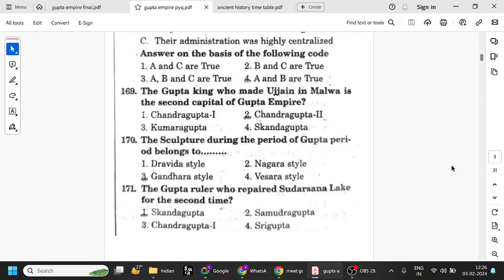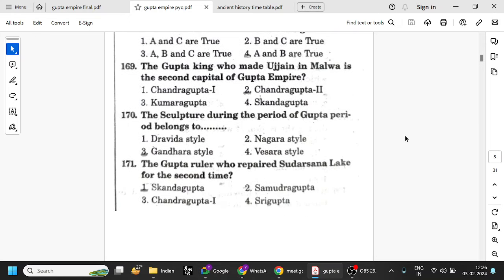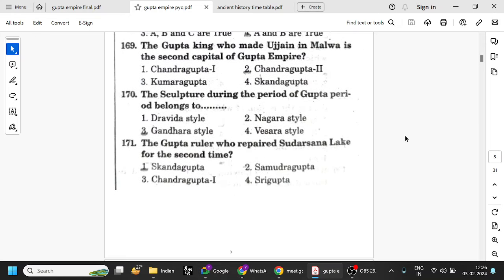So the Gupta king who made Ujjain in Malwa the second capital is Chandragupta II, also called Vikramaditya. We have seen that already. During the Gupta period, it belonged to the Gandhara style. Gandhara is basically a mix of Greek and Indian. Because we've already had Alexander's invasion, there was a lot of influence from the Greek, also called the Hellenistic style, also called Indo-Greek or Gandhara style.